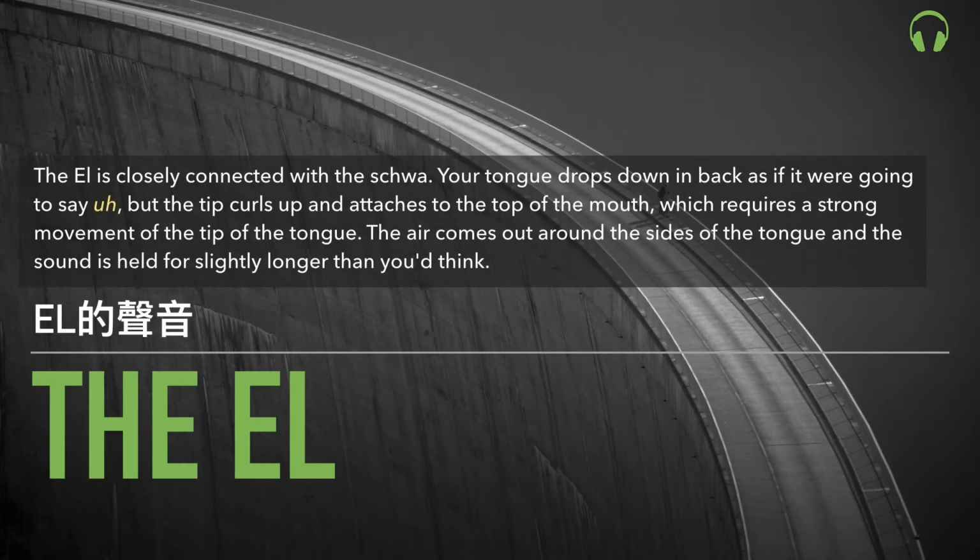The L. The L is closely connected with the schwa. Your tongue drops down and back as if it were going to say uh, but the tip curls up and attaches to the top of the mouth, which requires a strong movement of the tip of the tongue. The air comes out around the sides of the tongue and the sound is held for slightly longer than you'd think.